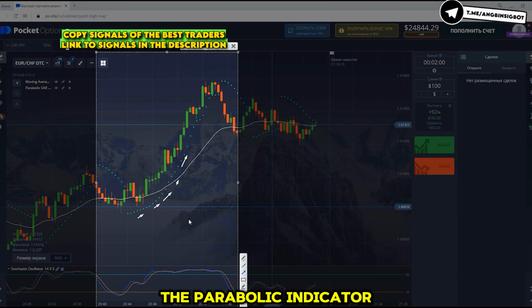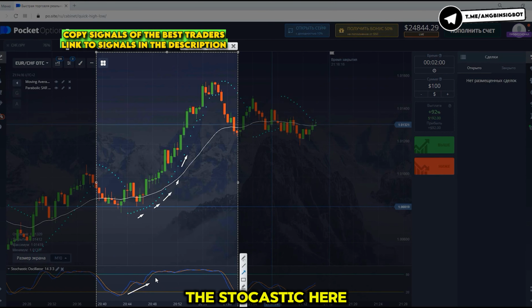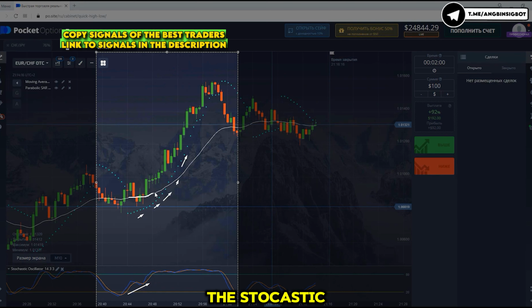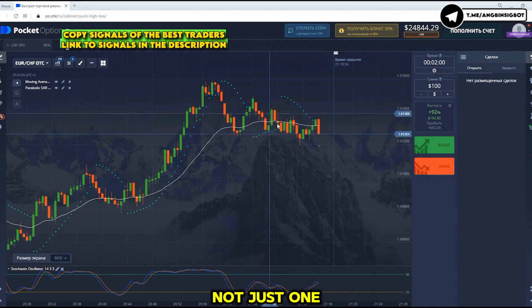The parabolic indicator showed an upward movement, and this is how it looks on the chart. Then it is essential, very important to pay attention to the stochastic. Here it plays a very serious role. The movement on the stochastic also indicated an upward trend. And then we look at the moving average, which is the white line. The chart is above the white line. At this point, it would already be possible to open a position, not just one.